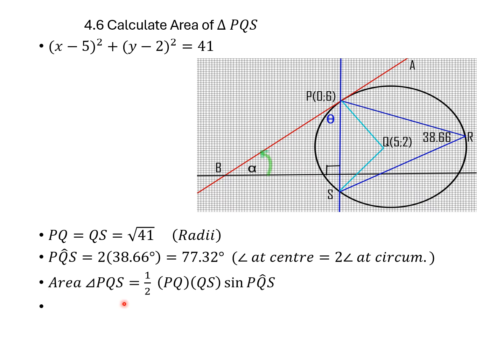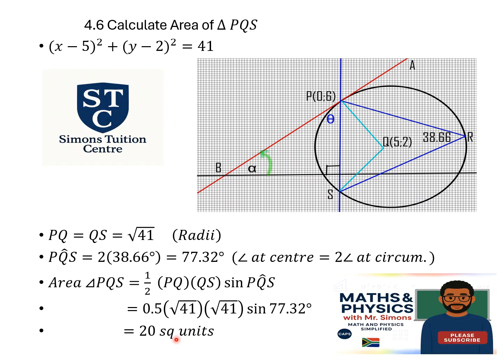Now for area, I'm going to use the area rule. It says half PQ times QS times the sine of the angle in between the two sides. So half times PQ square root 41 times QS square root 41, that gives me 41, times the sine of 77,32. Right, and if I multiply it all out, I would get the answer of 20 square units, or 20 units squared. Right, so that there concludes this exam question.